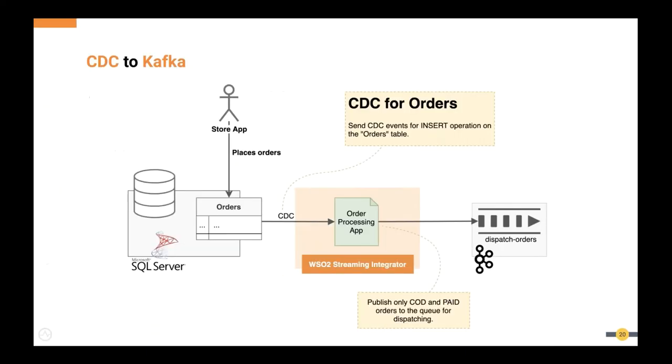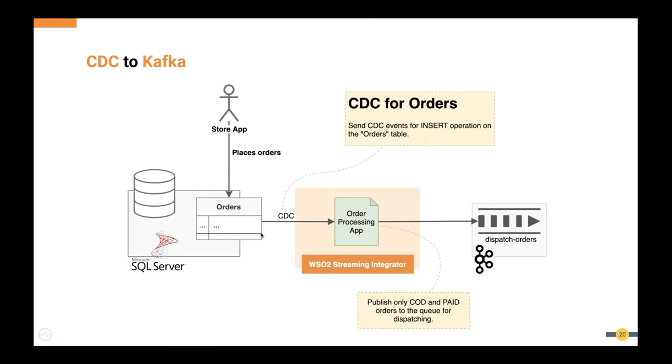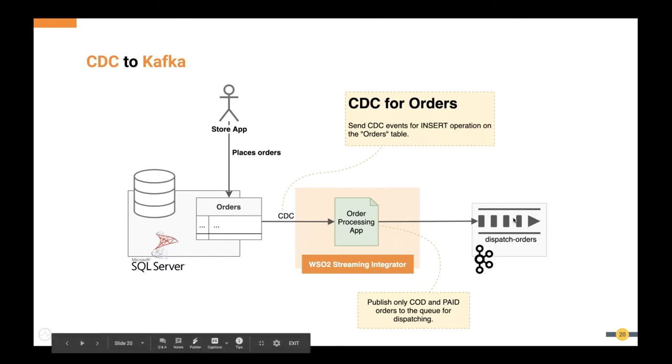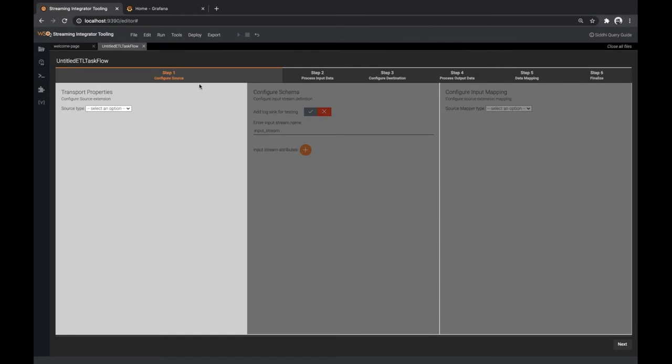So let's create this use case within our ETL task wizard. Here you can see we have a SQL Server database, whose data is captured using CDC. After that, we have another sink, which is a Kafka topic. So let's configure this one. First we have to configure the source.